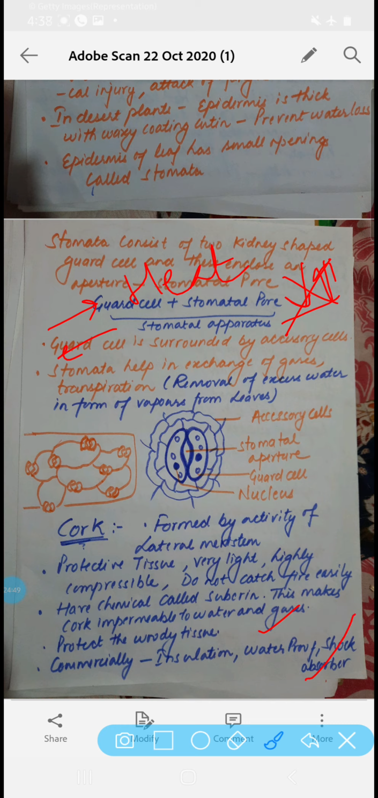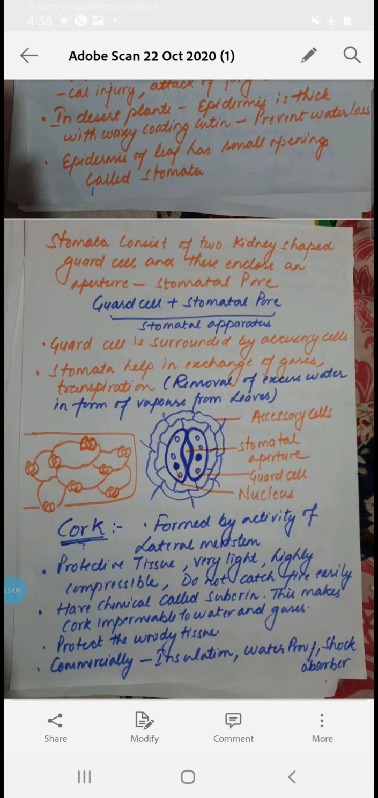Even they are used for absorbing any kind of shock. ठीक है. किसी भी चीज़ को अगर शॉक से बचाना है, किसी भी तरह के झटके से बचाना है, so that is made up of cork. Okay, so let's take the example.